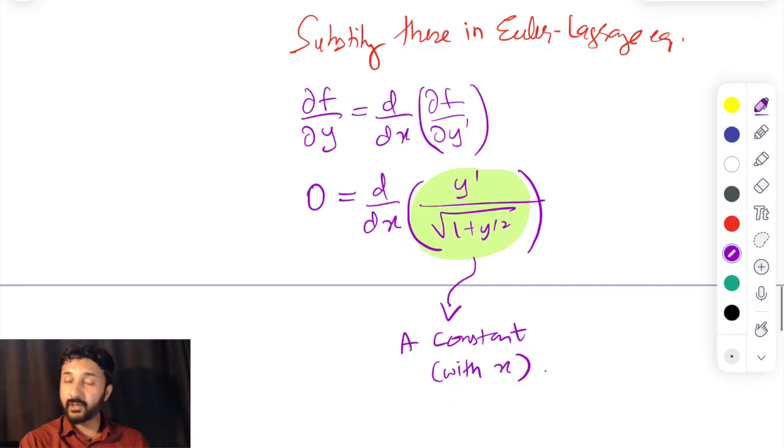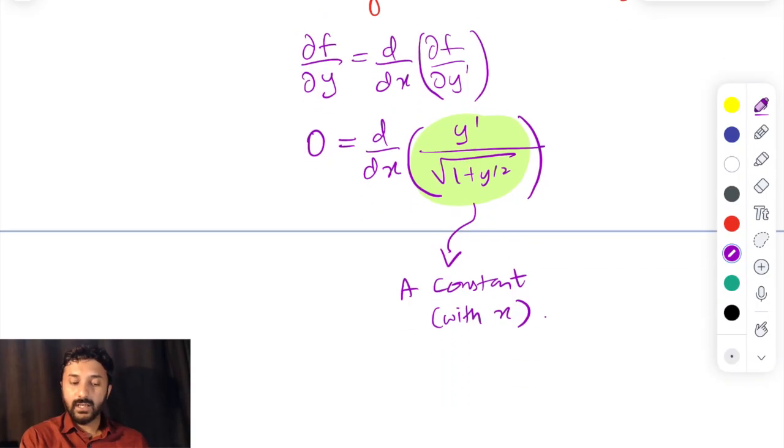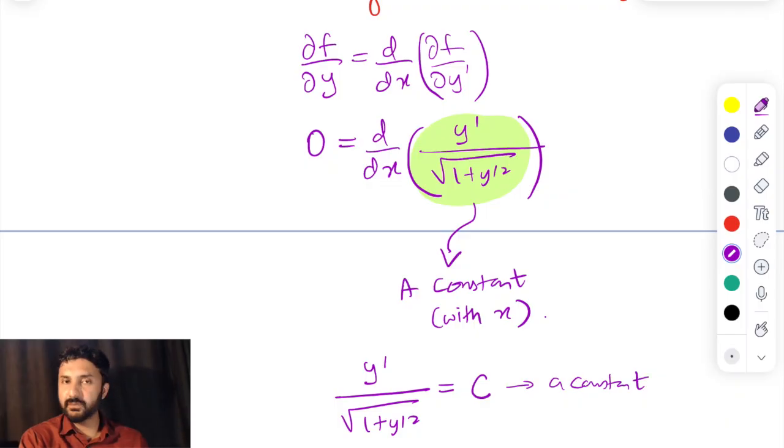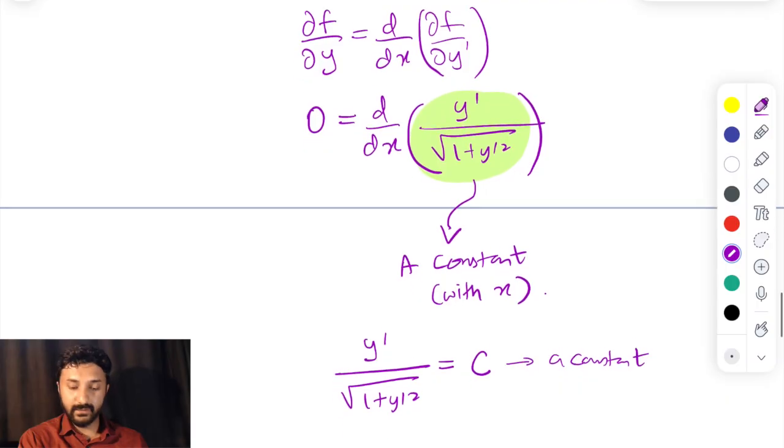But the important thing is it's a constant, which means writing just what's there in those brackets, y dash by root of 1 plus y dash squared. And since I know it's a constant, let's call that constant c, right? So where c is a constant, right? We are using a symbol to represent the constant, and we get an equation that looks like this.